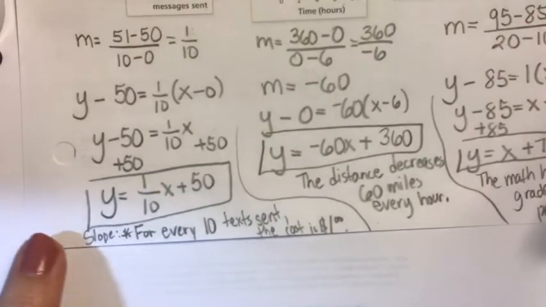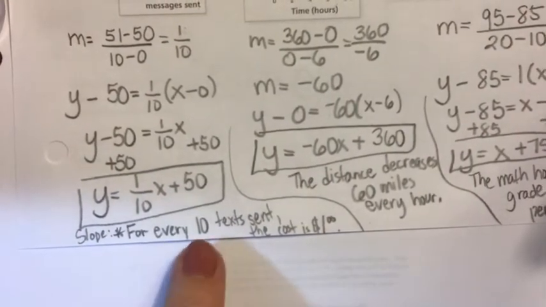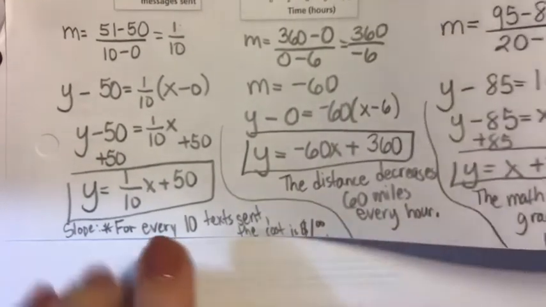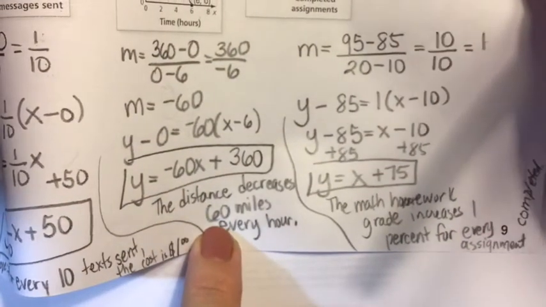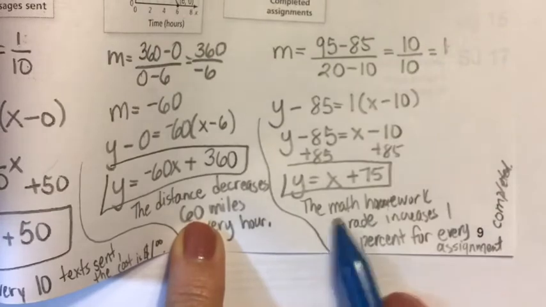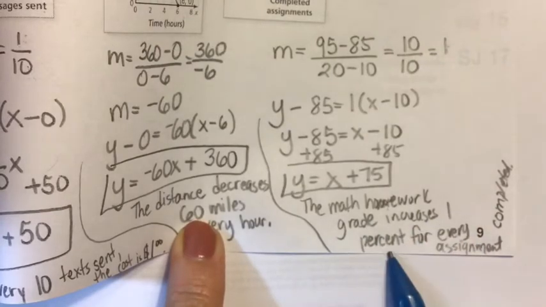Here are the statements that I wrote for the slope. For every 10 texts sent, the cost is $1. The distance decreases 60 miles every hour. The math homework grade increases 1% for every assignment completed.